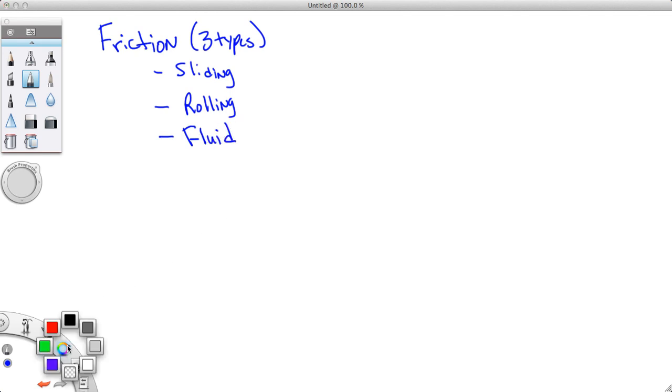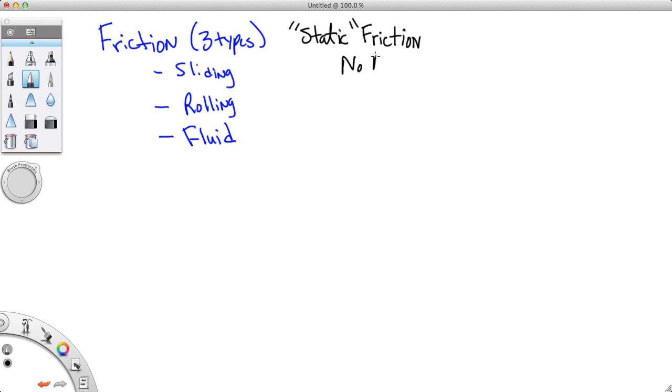Now, there technically is a fourth type of friction, and I'm just going to put this one up here. It's called static. Static friction is the friction that causes objects to just sit in one place. There is no motion that takes place here in static friction. It's static. But the three that we're going to talk about primarily are sliding, rolling, and fluid.